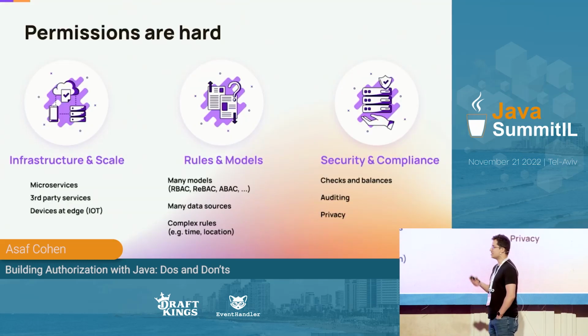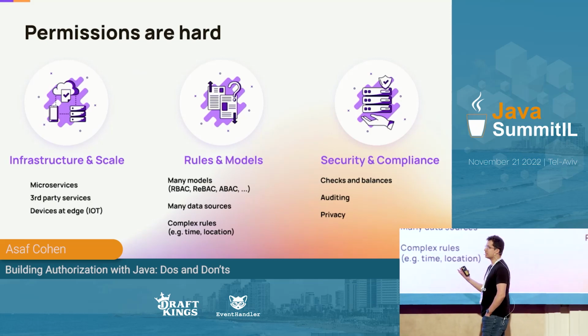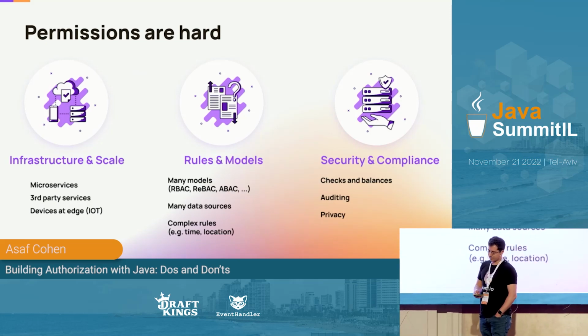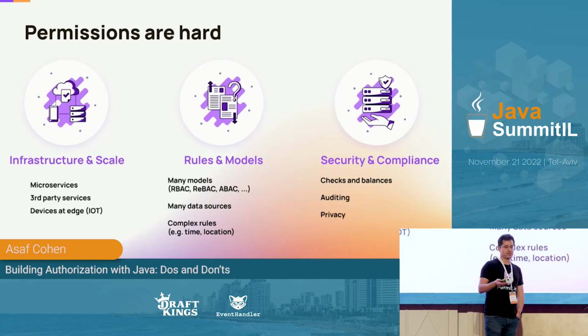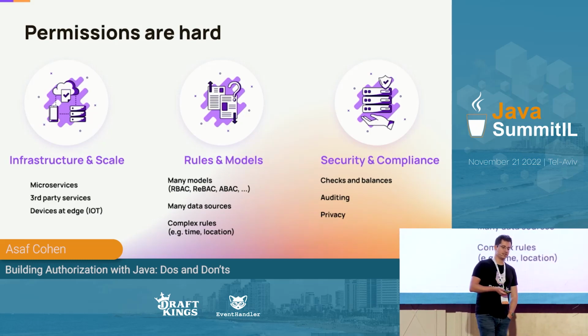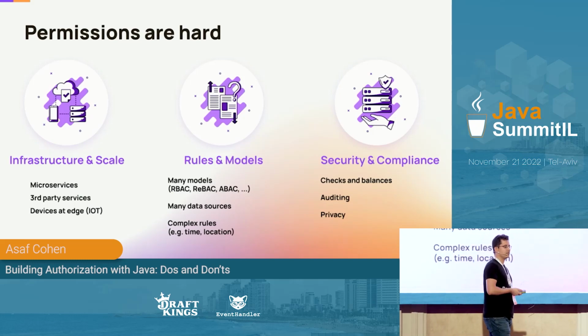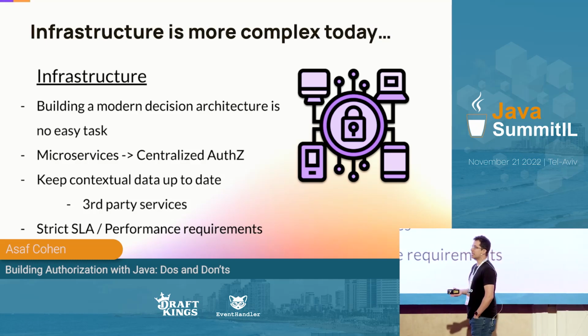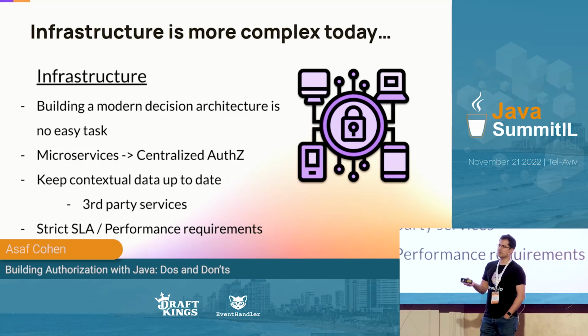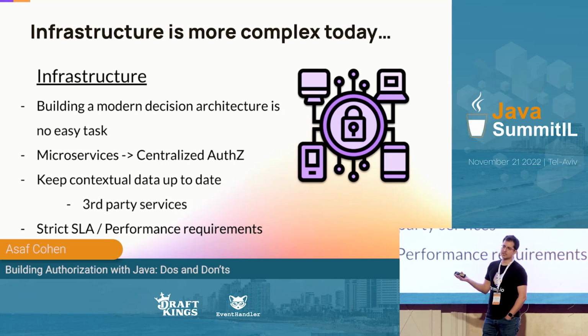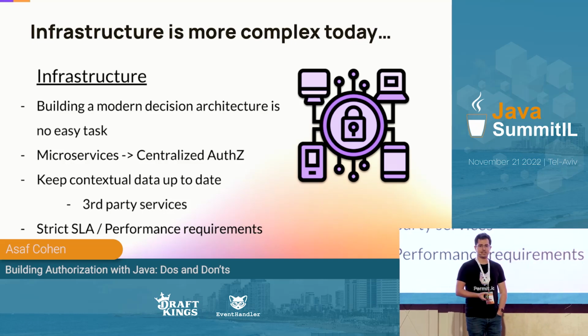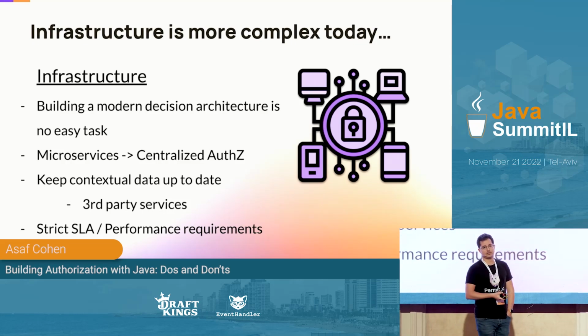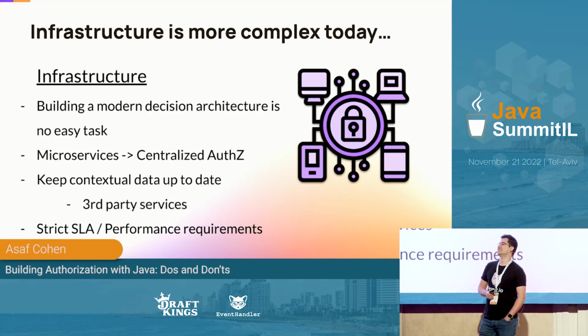So why are permissions so difficult? There are 3 categories of main reasons: infrastructure challenges, modeling challenges, and compliance challenges. Let's start with infrastructure challenges. Today, applications are much more complicated than they used to be. We used to have monolith applications, a huge service, one database, and we'd just iterate on that service. We'd have that roles table in the database, that permission table in the database, and everything used to work.